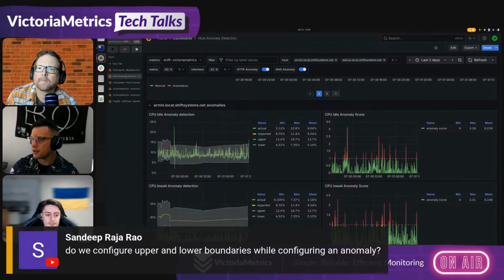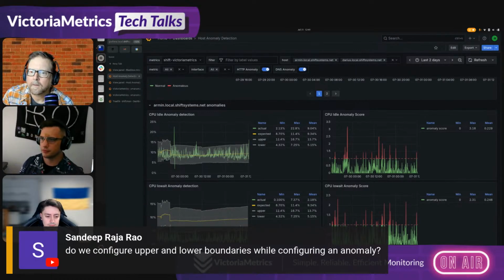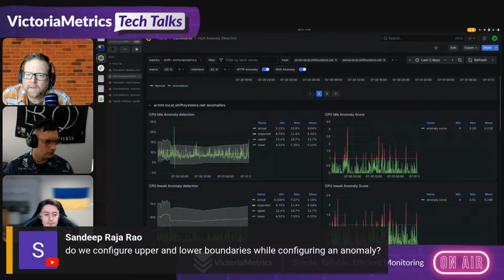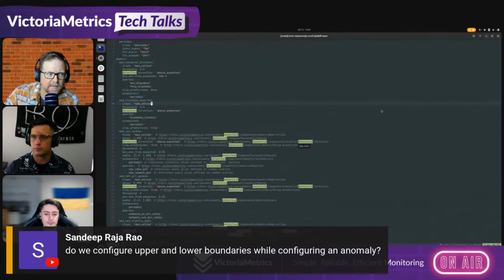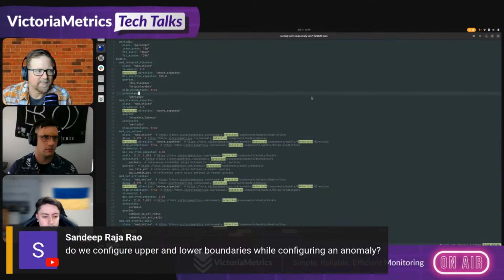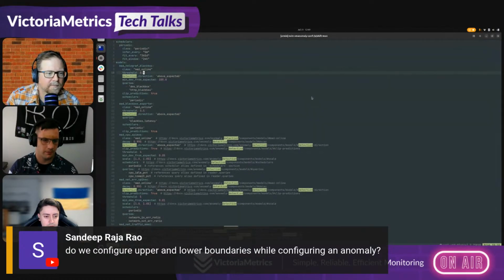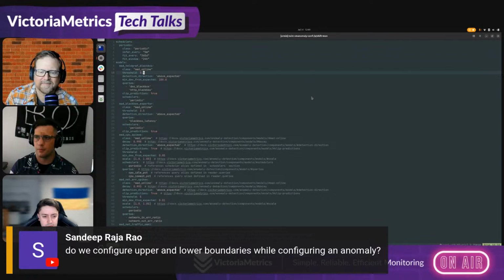It looks like we have a question. Yeah, it's again from Sandeep: do we configure upper and lower boundaries while configuring an anomaly? So let me comment on this while Matthias is sharing his screen.